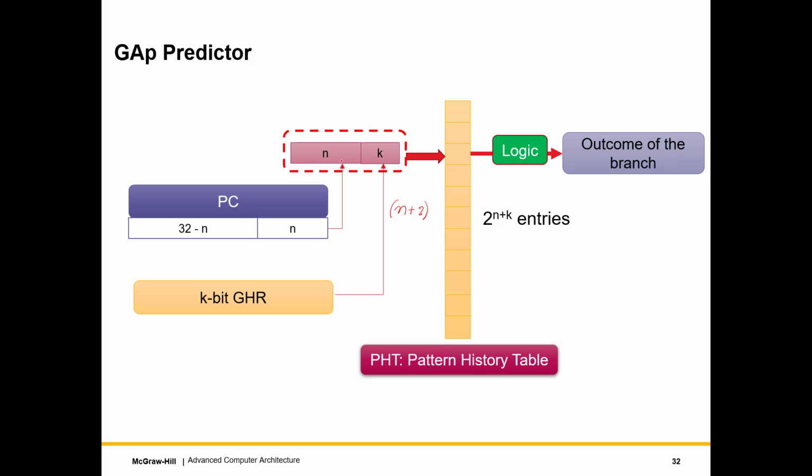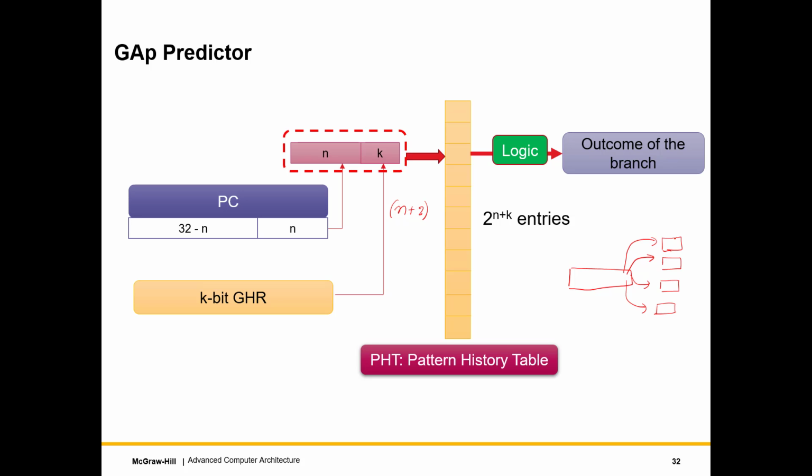So what are we doing? We are essentially combining the information of the GHR and the PC, which means that for a single PC, not considering aliasing, for different GHR values we'll have different saturating counters. If it's a 2-bit GHR value, we'll actually have 4 saturating counters instead of 1 associated with the PC. And for a given GHR value, the saturating counter will record the steady state behavior of the branch, right?